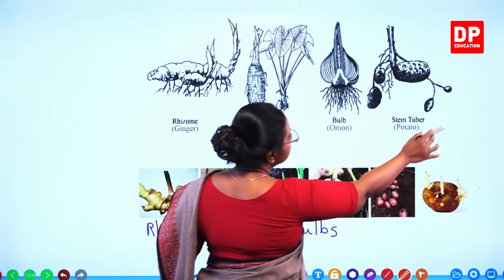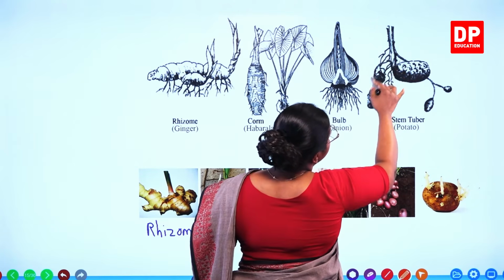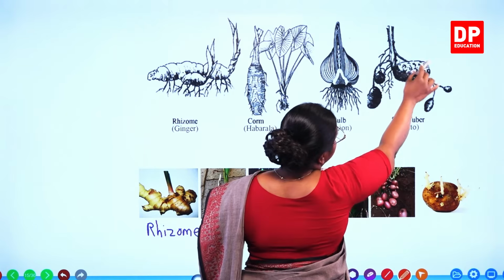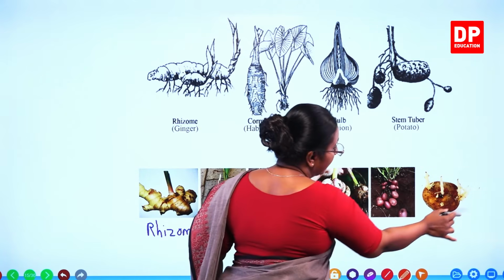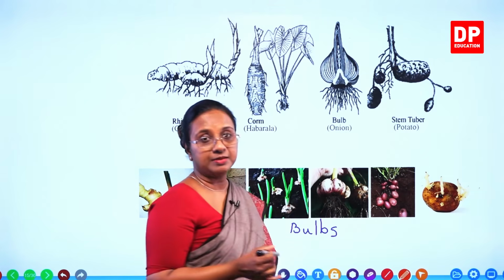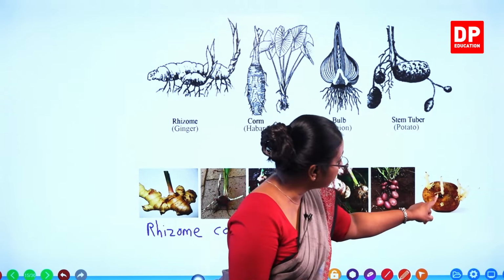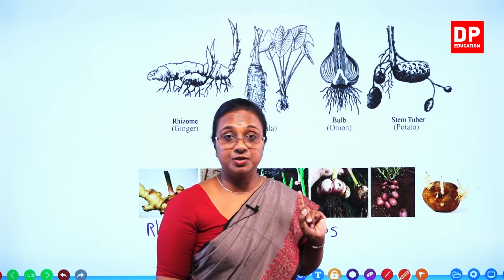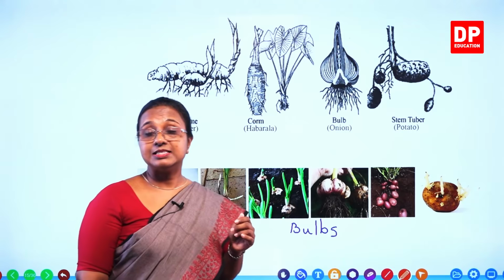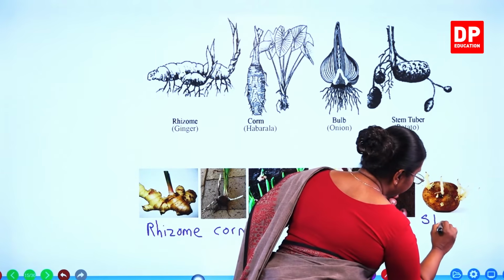Then if you look at the stem tuber, can you see, students? The stem branches out, and here there are the food storage structures. So they store food, but when you keep them for a long time, even in your households, you would have noticed this. You can see the new plant trying to grow from the stem tuber. So there it acts as the vegetative reproductive structure. So this is a stem tuber, potato.